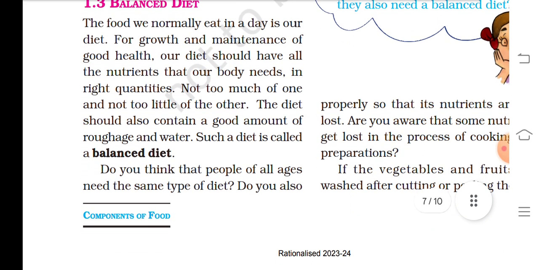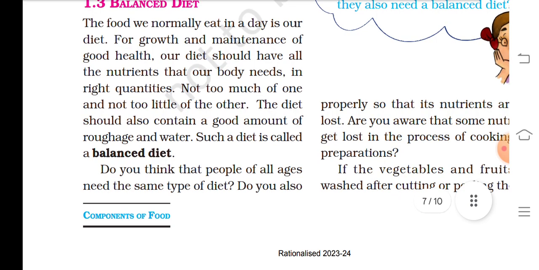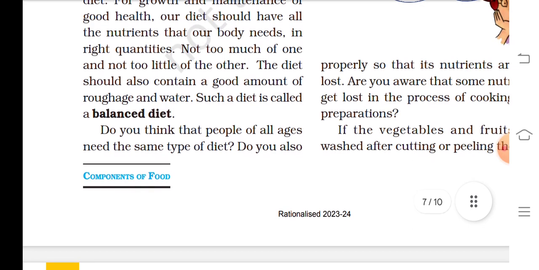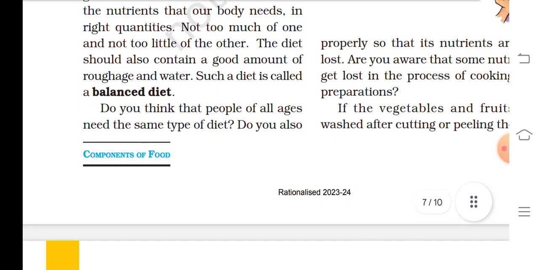Balanced diet. The food we normally eat in a day is our diet for growth and maintenance of good health. Our diet should have all the nutrients that our body needs in the right quantities, not too much of one and not too little of the others.